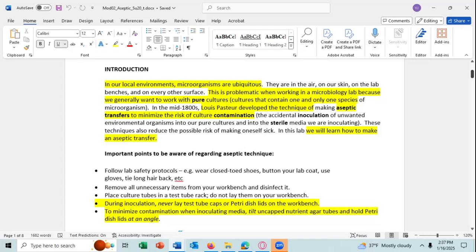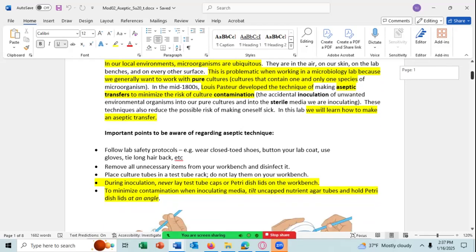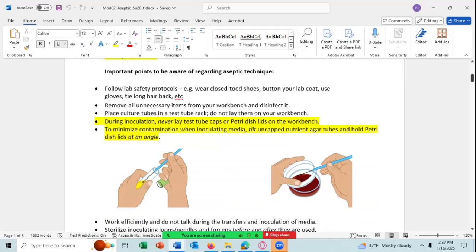In this lab, we'll learn how to make aseptic transfers. We will not use Louis Pasteur's method for getting a pure culture. We'll use Dr. Koch's method. Dr. Koch used a solid culture, and then you streak it out on the solid culture, obtaining an isolated colony. And then you take the cells from that one isolated colony, streak it out a second time on another plate to get a second isolated colony.